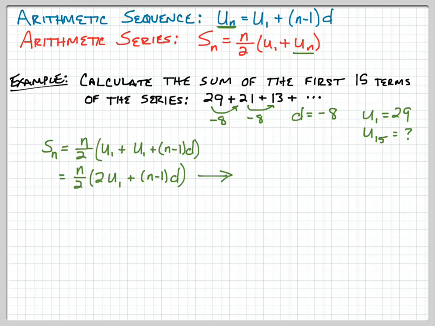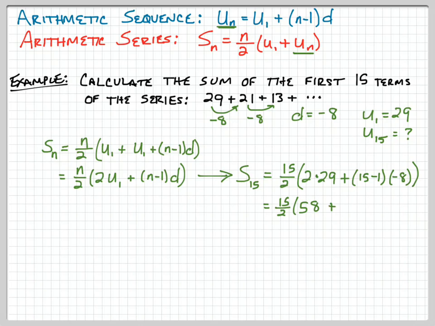So now when we start taking this into the given values that we have above, we can say the sum up to our 15th term is going to be 15 over 2 times (2 times 29, our first term, plus our n minus 1, which is 15 minus 1, times d, which is negative 8). Now it's just a matter of doing some basic computations. 15 minus 1 is 14, times negative 8 is negative 112. Do our division, 7.5. 58 plus negative 112 is negative 54. Multiply it together and we get negative 405.